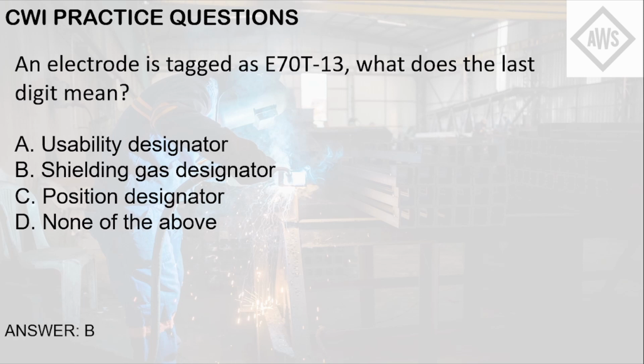The last digit for an FCAW electrode designation is the shielding gas. You can know that it is an FCAW electrode by looking for the letter T in the electrode classification system or electrode naming. If you see that, it means tubular, and tubular pertains to the FCAW process.